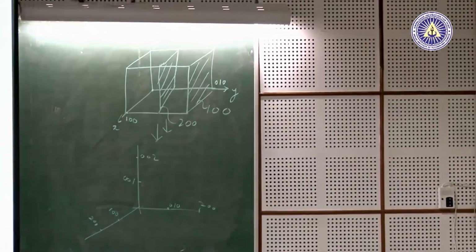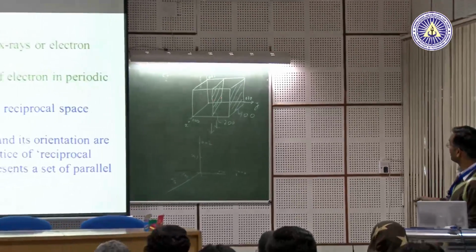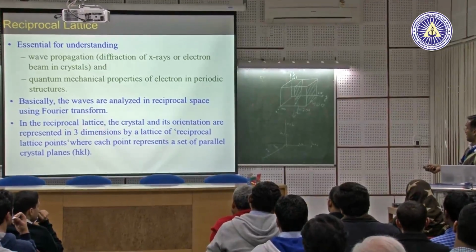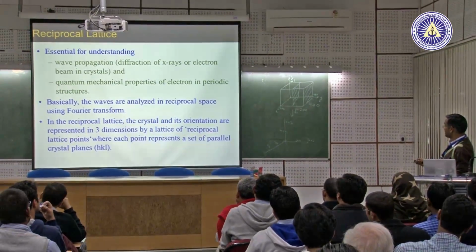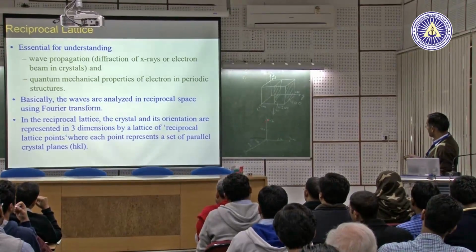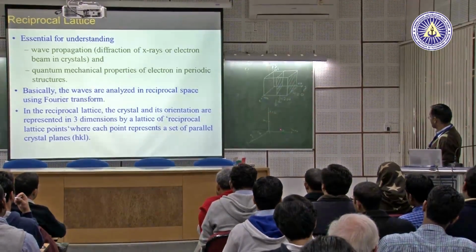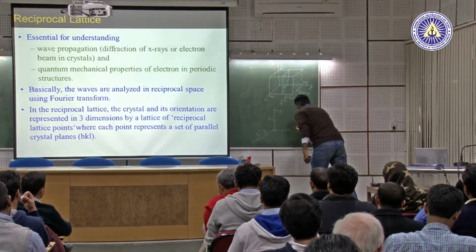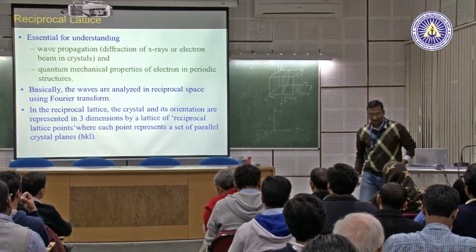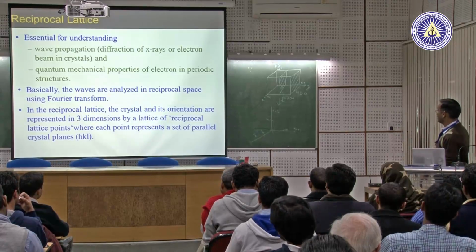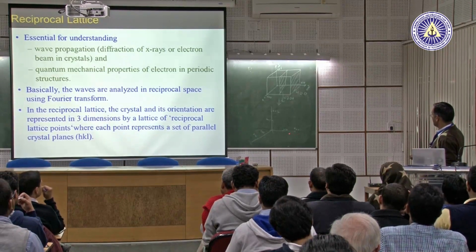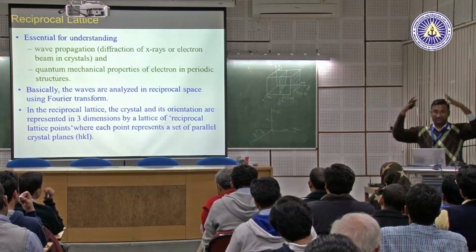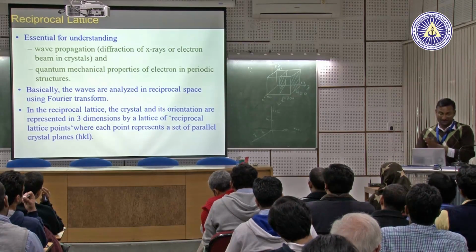I will explain how in a short while. So this tells you that in the reciprocal lattice, the crystal and its orientation are represented in 3 dimensions by a lattice of reciprocal lattice points. So these are the reciprocal lattice points 001, 020, and so on and so forth. And these are the points which are HKL indices: 010, 200, 020, 030, and so on. And if you construct this in 3D, you will get the reciprocal lattice.